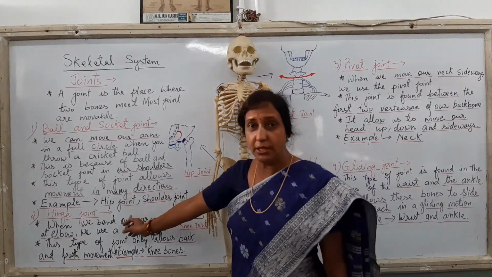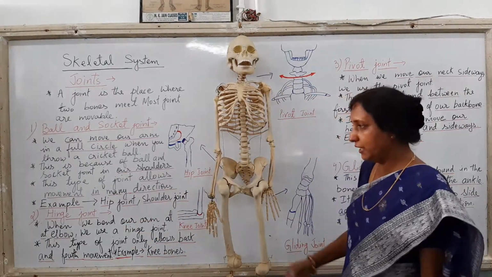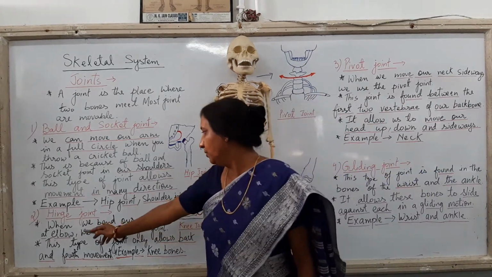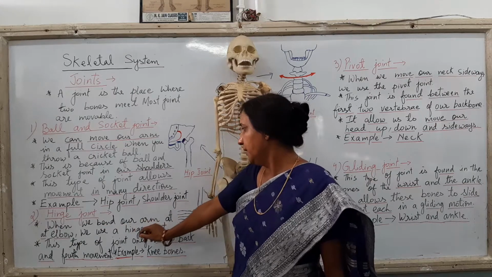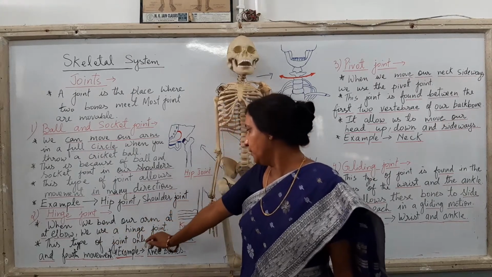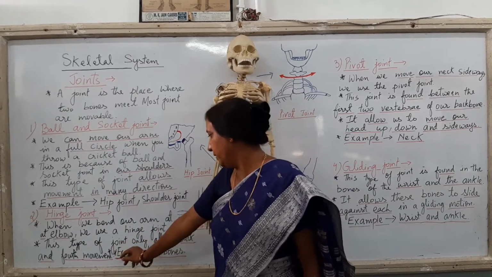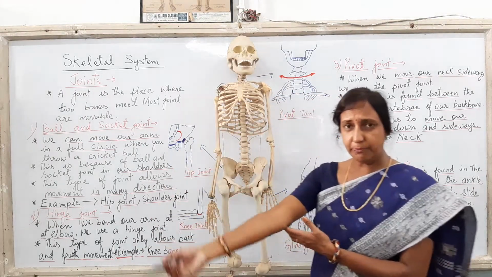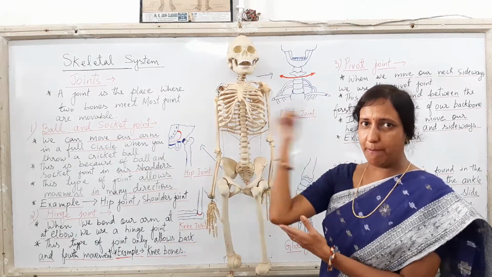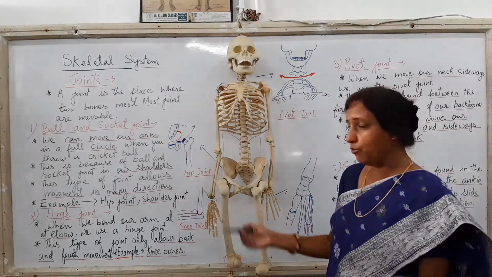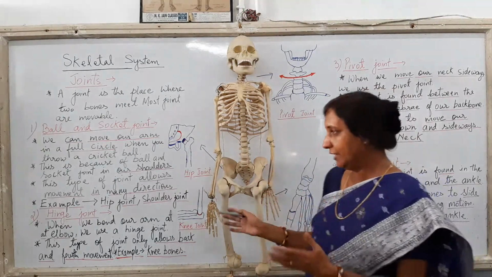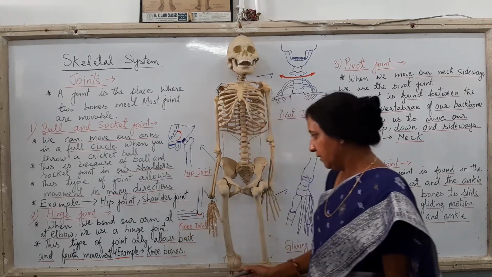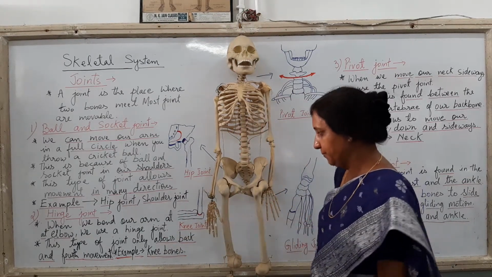Next, we move on to the hinge joint. Children, what is a hinge joint? When we bend our arm at the elbow, we use a hinge joint. This type of joint only allows back and forth movement. Example, the knee. As you can see, back and forth, back and forth. This is the only movement which is possible because of the hinge joint. And here I have drawn the diagram of the hinge joint.